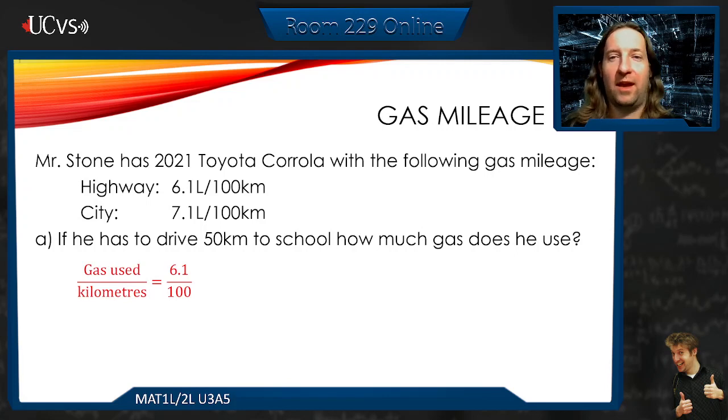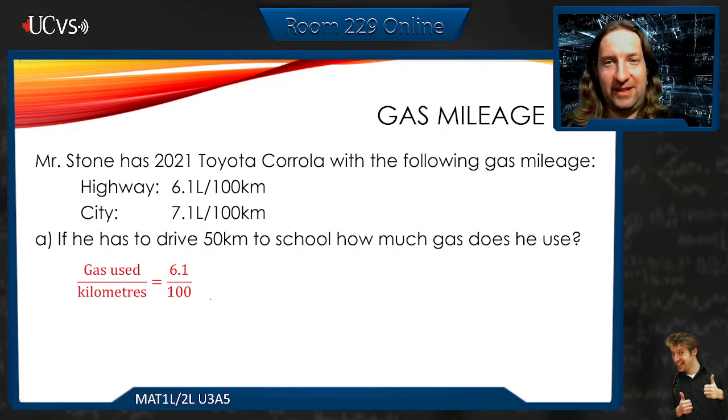And we can make a fraction from my gas mileage, right? I'm going to use the highway numbers, and I'm going to say 6.1 divided by 100. So that means 6.1 liters of gas. The top number is how much gas I use, and the bottom number is how many kilometers I've driven. So now I've got this ratio that I know. The piece that I don't know is how much gas I use. So I don't know the top number.